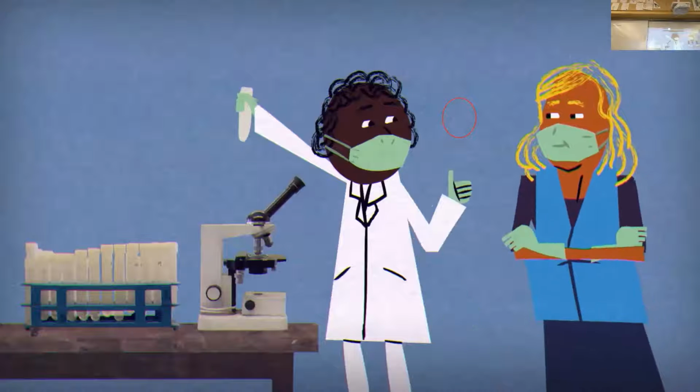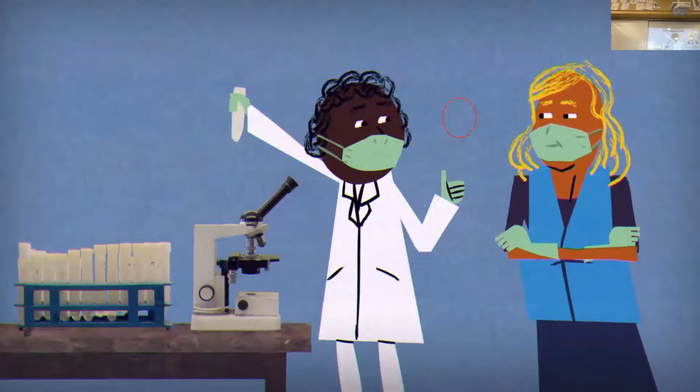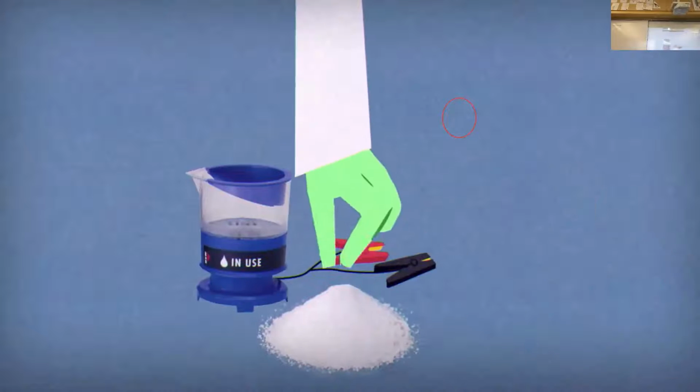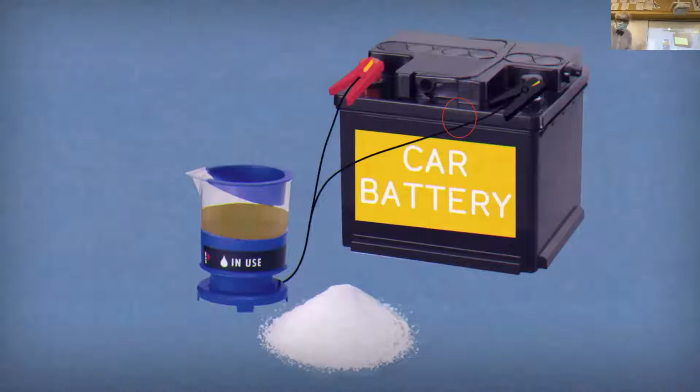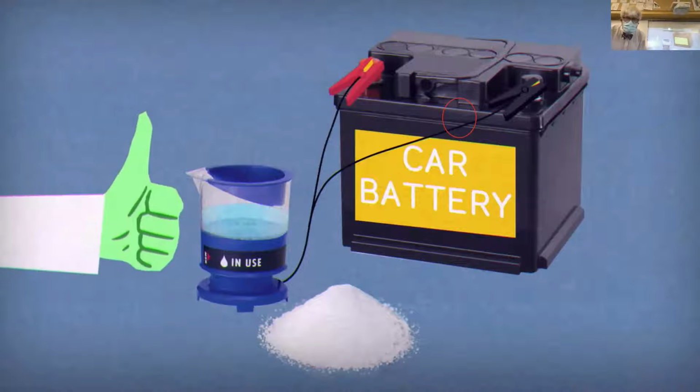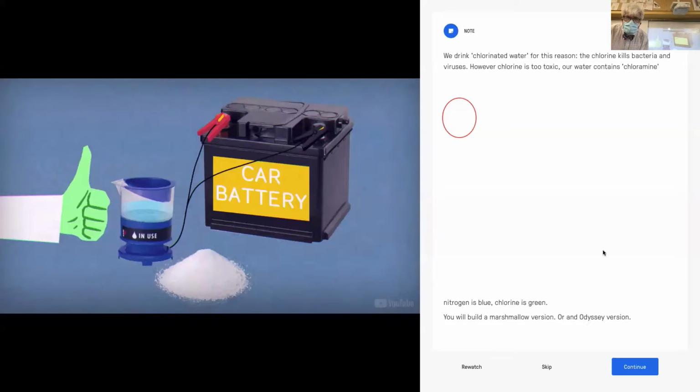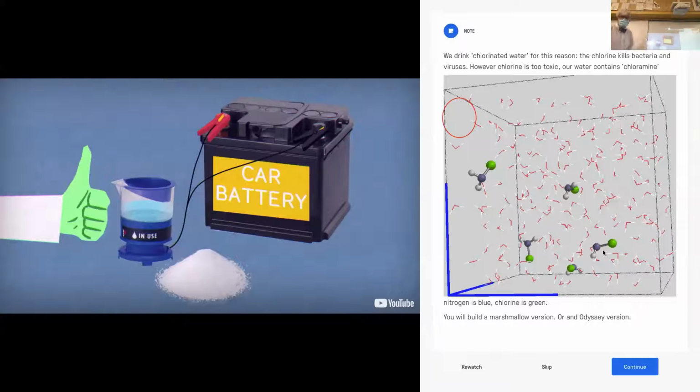Researchers and aid groups are working to provide solutions for these communities. One example is a device that uses salt, water, and a car battery to make chlorinated water that kills harmful pathogens and is safe for hand washing. You don't have to worry about this part.